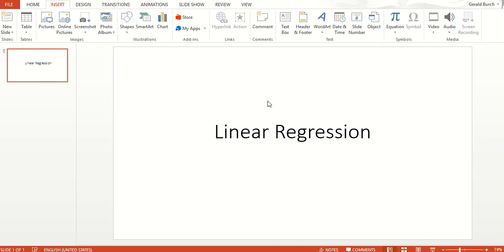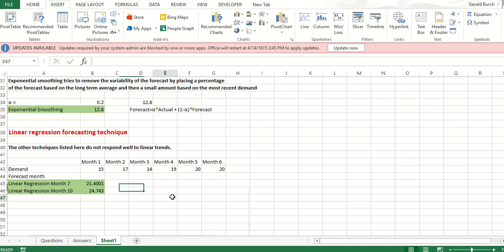In this video, we're going to look at linear regression as a forecasting technique. The whole point here with linear regression is that there's some kind of trend going on with our data that we're expecting to be able to hopefully tease out and see what this line really looks like. So let's go look over at our data.